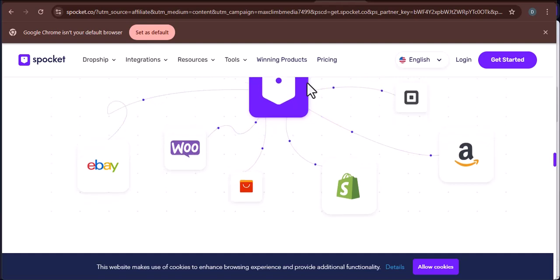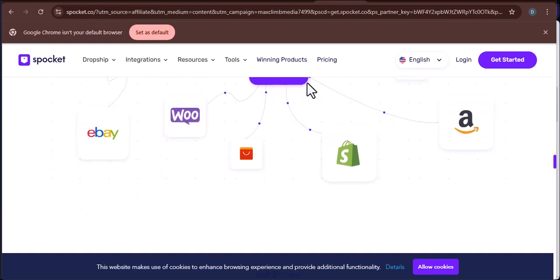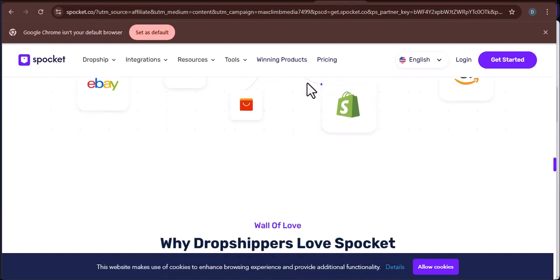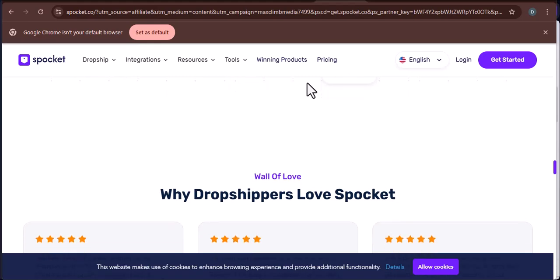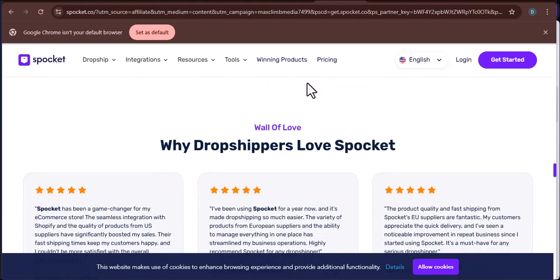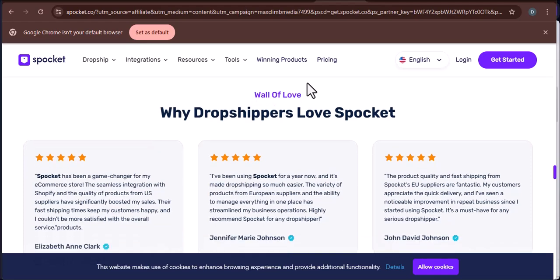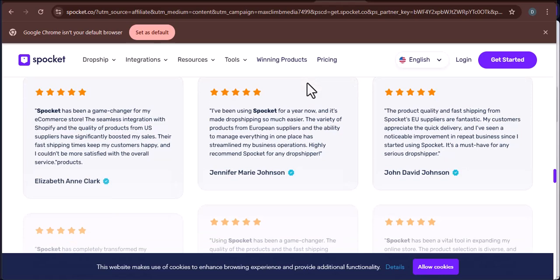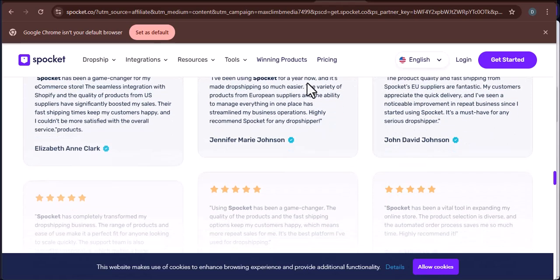Remember, competitor analysis isn't about copying. It's about learning, adapting, and innovating. Spocket empowers you with the product sourcing capabilities that can be directly applied to what you learn from your competitors. It's about finding the gaps they've missed, the areas where you can offer a better product, a better price, or a better customer experience.